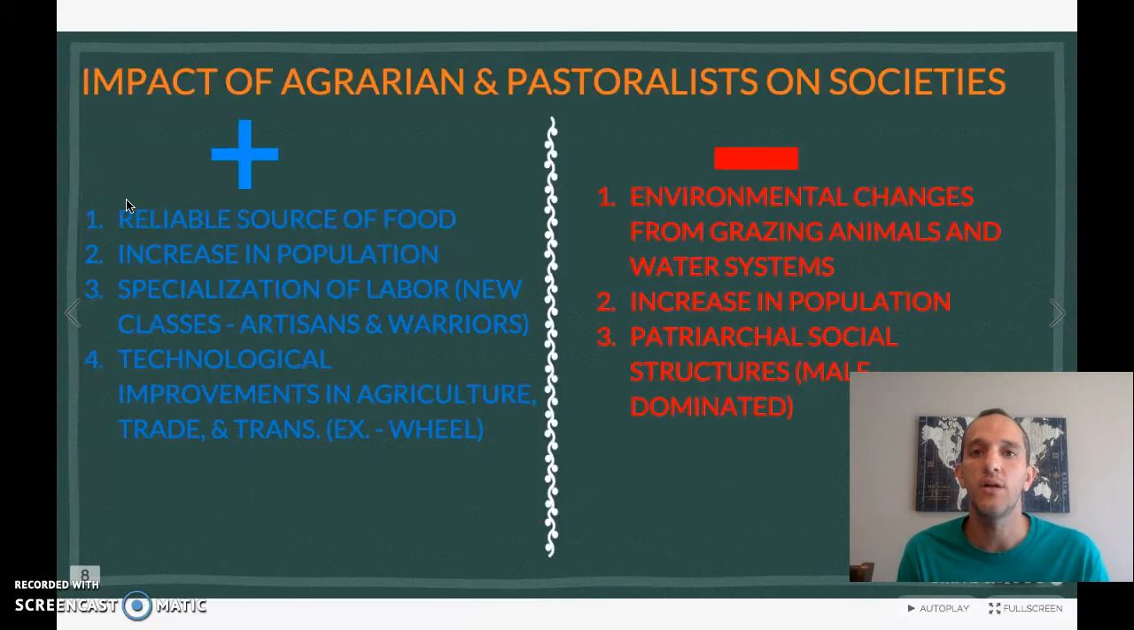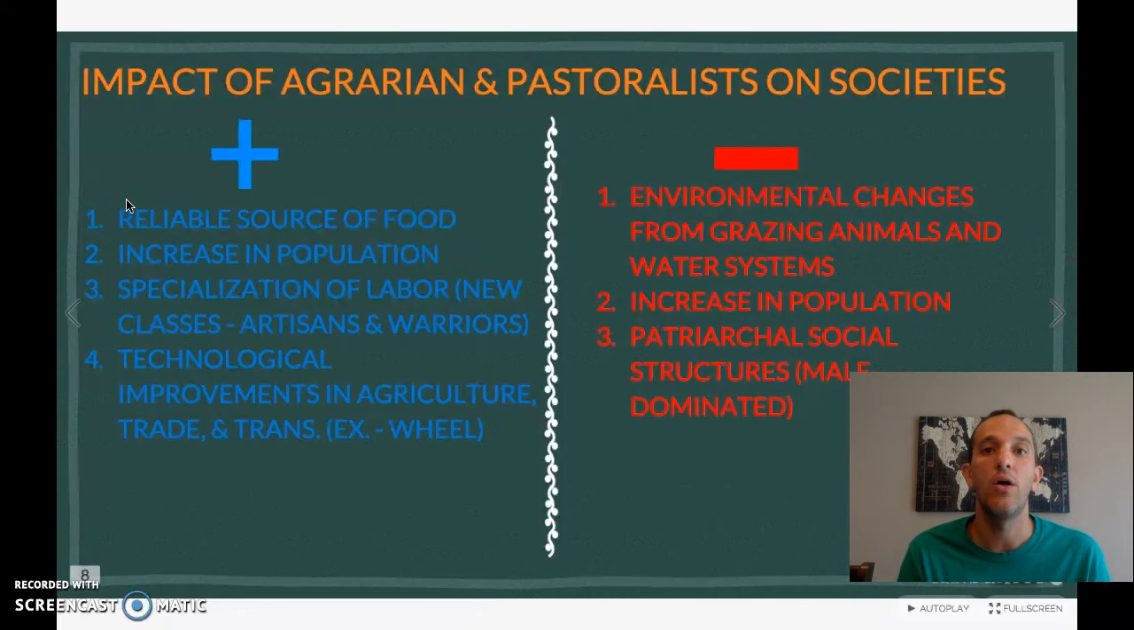Lastly, we're going to see tons of improvements in agriculture. Irrigation systems are going to be developed. We need to transport these foods that we're making, so we see the invention of the wheel, which happens in the Mesopotamia region, which allows us to transport goods. We see an increase in trade as a result of these agricultural and agrarian societies.